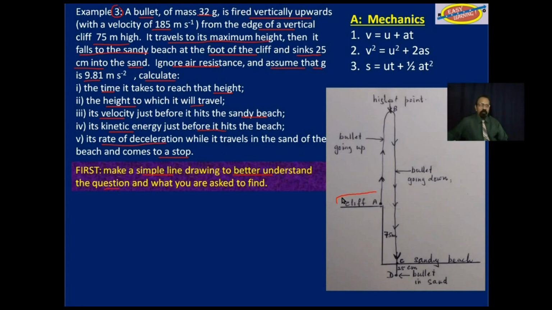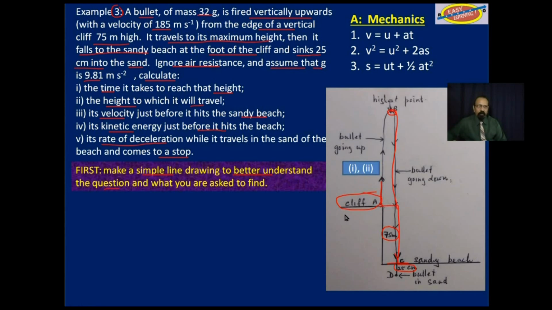So here is the cliff. A bullet is fired vertically upwards. It goes to its highest point there. It stops temporarily, and then it falls, reaching back the level of the cliff, going further down 75 meters until it reaches the sandy beach below, and then it sinks 25 centimeters into the sand.